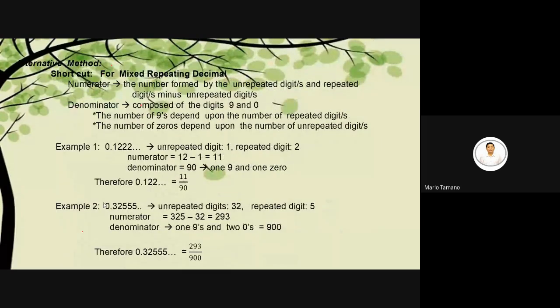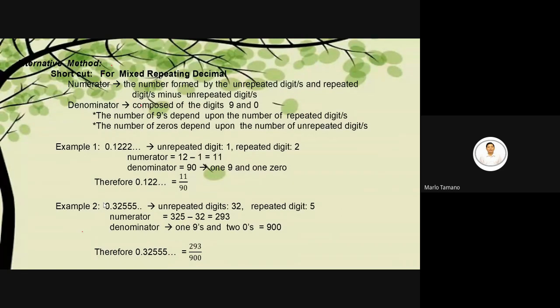Next. Ito na po yung kanyang alternative method naman, shortcut for mixed repeating decimal. Numerator, the number formed by the repeated digit and unrepeated digit minus unrepeated digit. So yung denominator composed of the digits 9 and 0. The number of 9s depend upon the number of repeated digit. The number of zeros depend upon the number of unrepeated digits. Teka lang, ang labo. Okay?